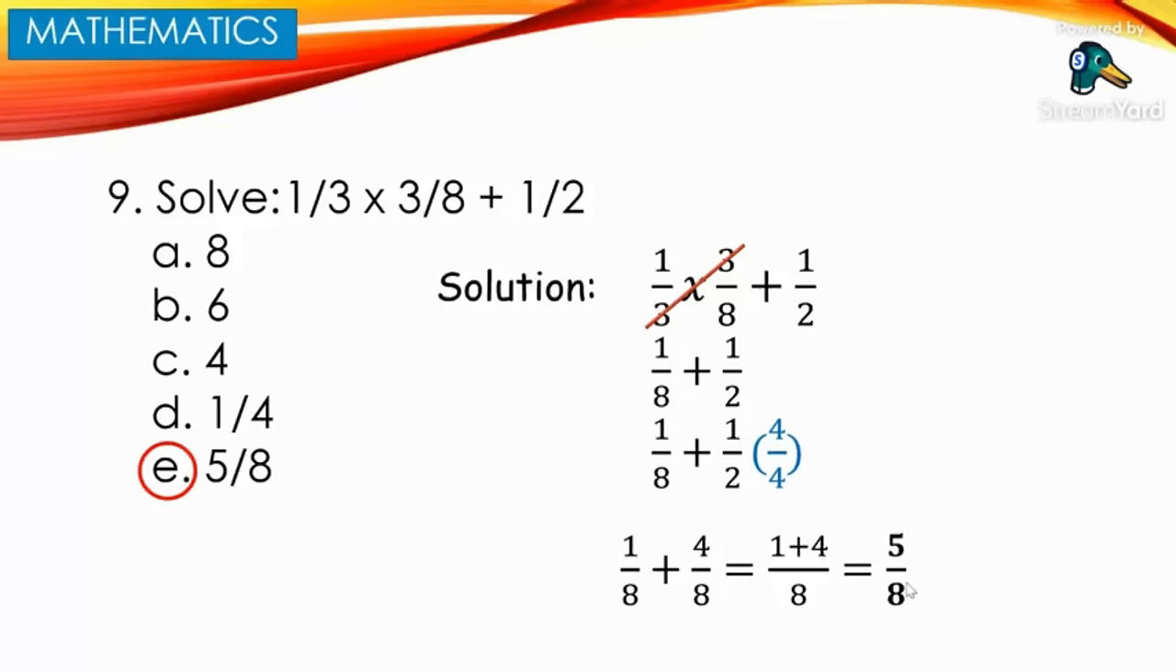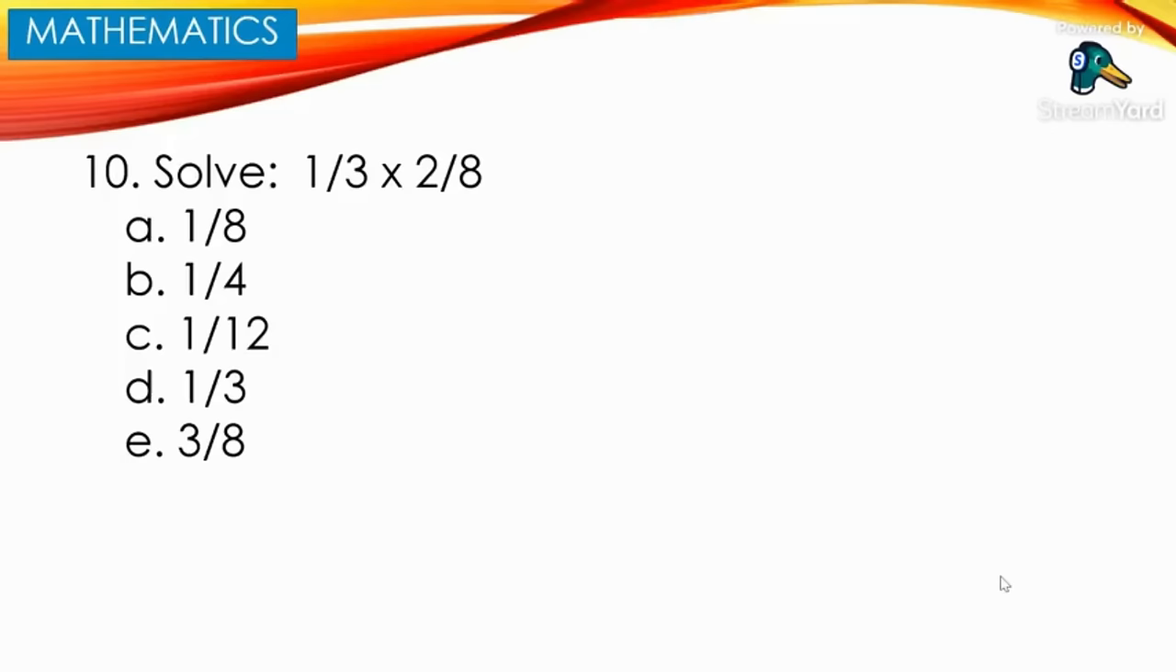Okay, next number. Number 10. Okay, multiplication. In multiplying fractions, we multiply numerator to numerator, multiply lang po natin, and then denominator to denominator. But it is best when you're going to reduce muna kung may pwedeng i-reduce bago mag-multiply para mas mababa na yung sagot or nasa least, ang tawag nito, nasa lowest term na po yung ating sagot.